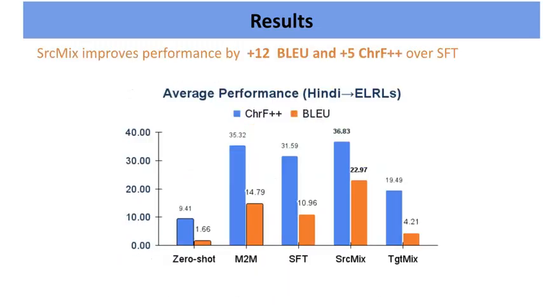We see a similar performance boost when translating from MRL to ELRLs. We chose Hindi as the MRL. Here, if you see, M2M and source mix have similar chrF values. It is only because the source and target have a similar script, and chrF is more inclined to character similarity scores, so we see similar chrF. But when we go to the higher n-gram match, the performance of source mix is much higher than M2M.